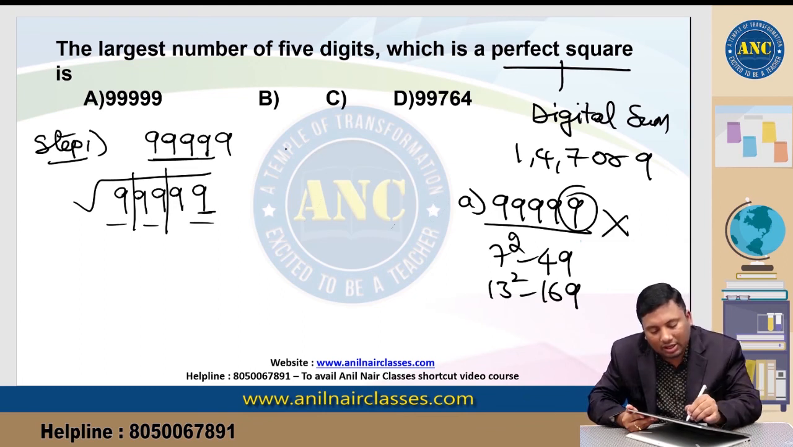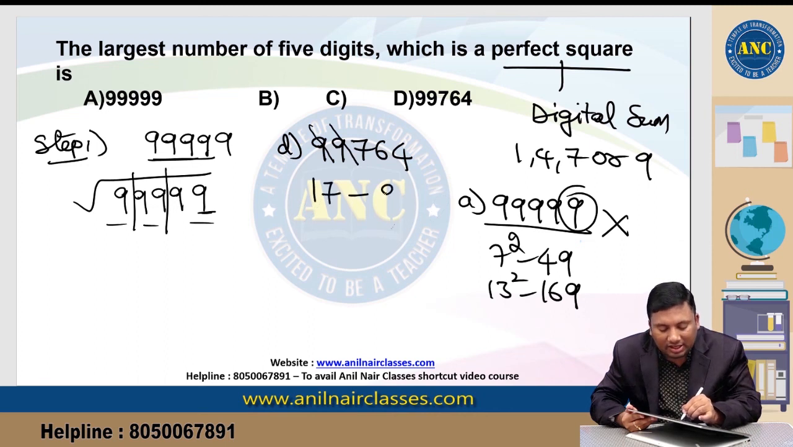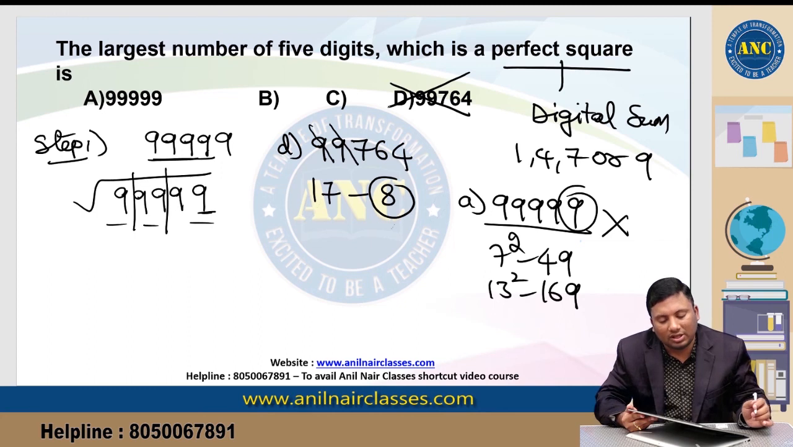D option, let us see. 99764. 9 plus 9, 18. Digital sum is 9. 7 plus 6, 13. 13 plus 4, 17. Digital sum is 8. So this also is not the option. I hope it is clear.